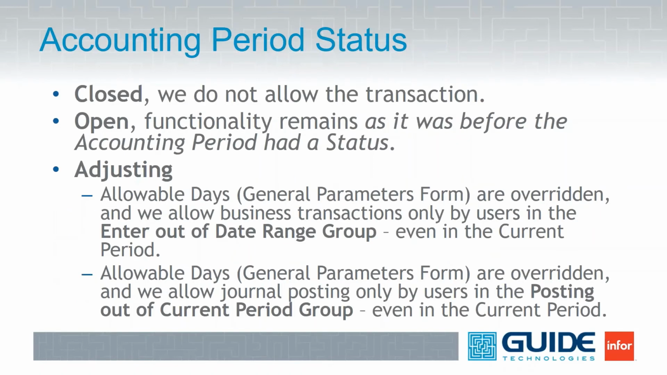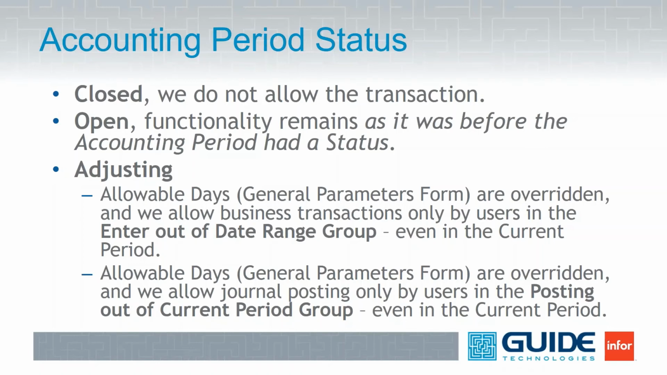This one's a big one, accounting period status. We now have a status on our period, not just our fiscal year, and that status is either open, closed, or adjusting. So if it's closed, there's no transactions allowed in that accounting period. If it's open, it remains functioning exactly like it did prior to version 10.